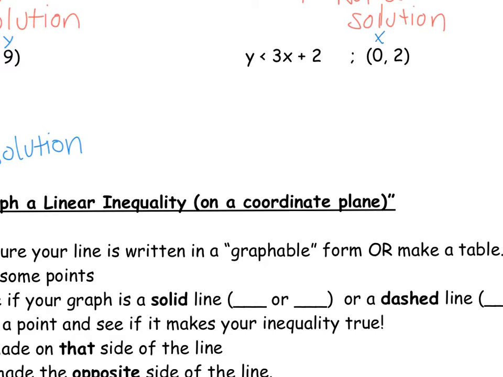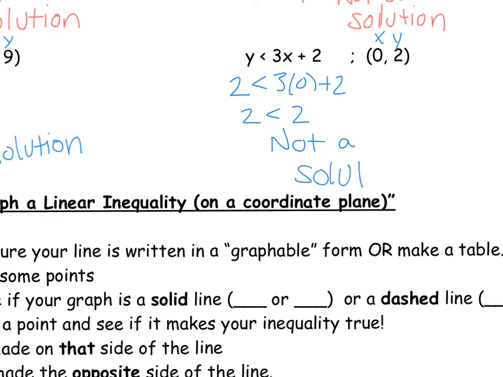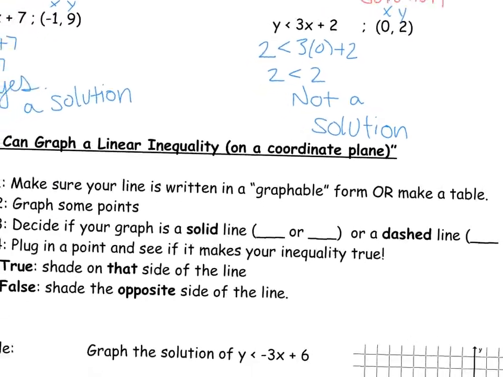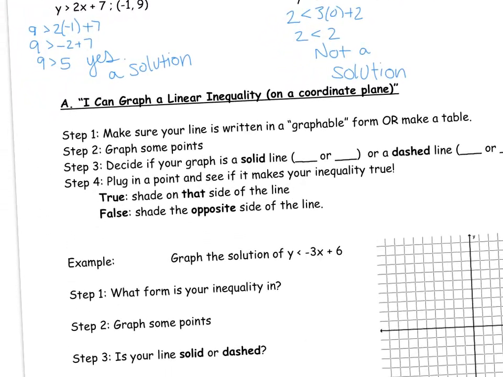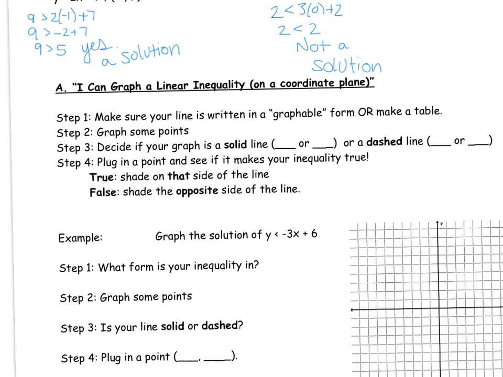2 is less than 3 times 0 plus 2. That becomes 0. 2 is less than 2. If this was less than or equal to, we would say it's a solution. But since it's saying 2 is less than 2, not a solution. Hopefully that makes sense to you. We're going to move on. That skill is going to be important as we roll on.